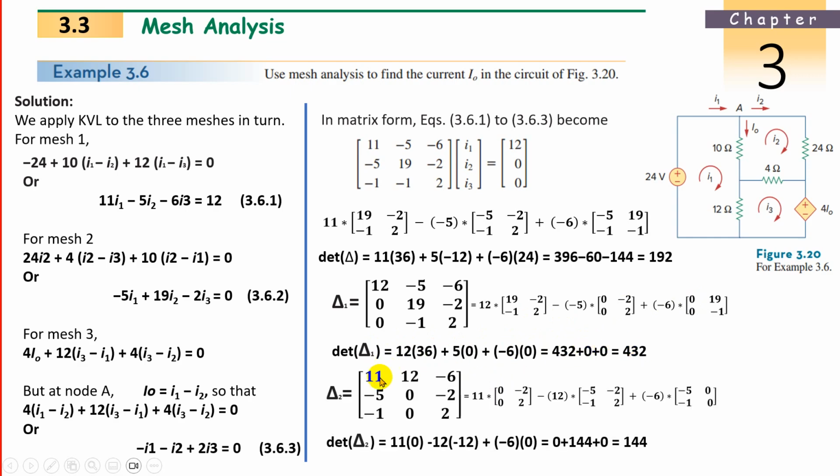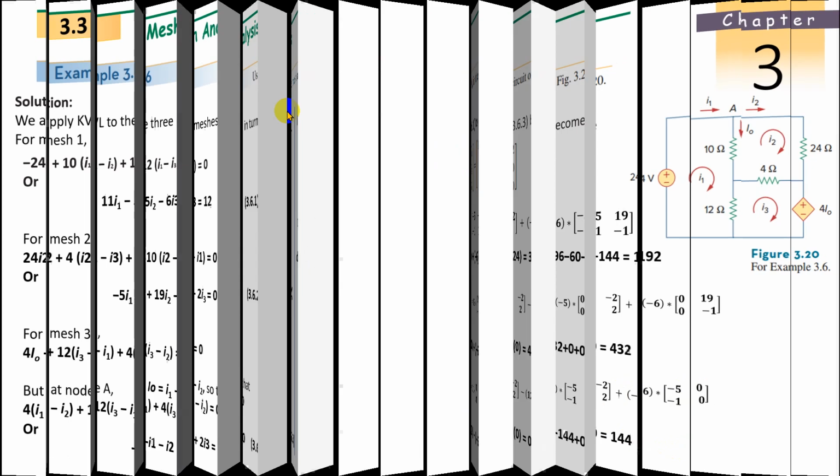Now second one: keep 11, minus 5, minus 1 as it is. Remove the second column, minus 5, 19, minus 1, and keep 12, 0, 0. Now find the determinant: 11 times the first matrix 0, 0, minus 2, 2. Next, the second matrix, that is 12 times minus 5, minus 1, minus 2, 2. Third matrix, minus 6 with 5, 0, minus 5, 0, minus 1, 0. Now find the determinant, you will get 144.